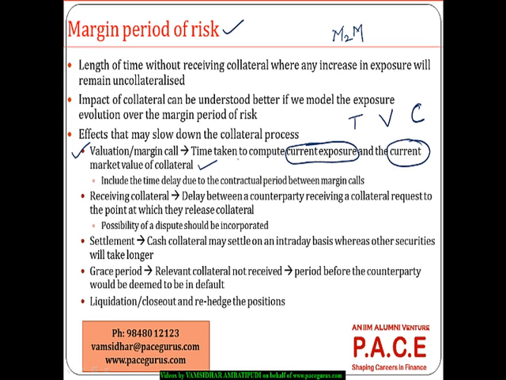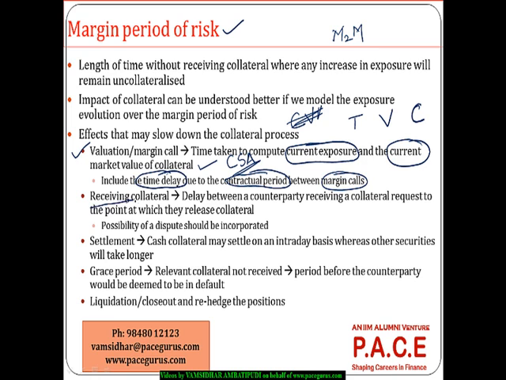Along with that, there could be a contractual period between the margin calls. The counterparties, as a part of their CSA, credit support annex, must have very clearly defined the contractual period between the margin calls. Let's say 1 day. So that 1 day minimum I have to wait before I give a call. Even that time delay needs to be considered. So there is some amount of time that is adding up to the margin period of risk.